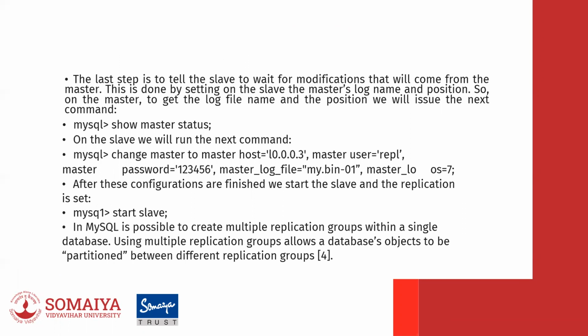So on the master, to get the log file name and position, we will issue the next command. MySQL: SHOW MASTER STATUS. On the slave, we will run the next command. MySQL: CHANGE MASTER TO MASTER_HOST, which is the address, MASTER_USER equals repl, master password, master log file name, and various other commands. After this configuration is finished, we start the slave and replication is set.